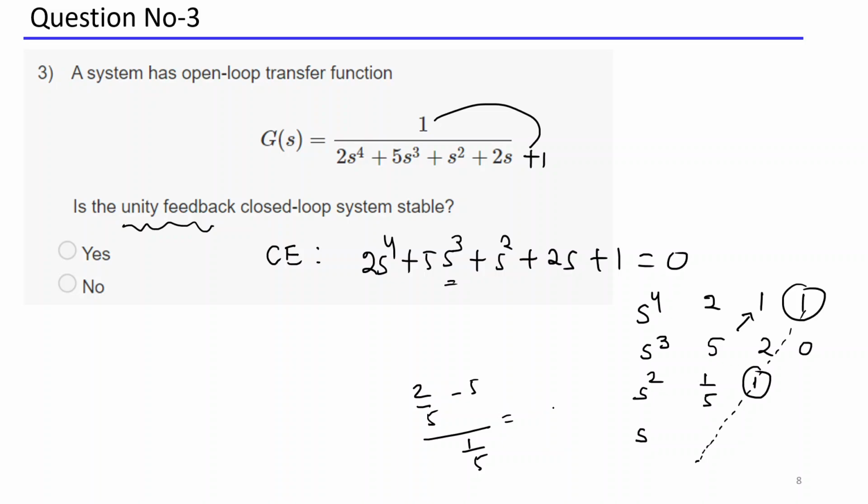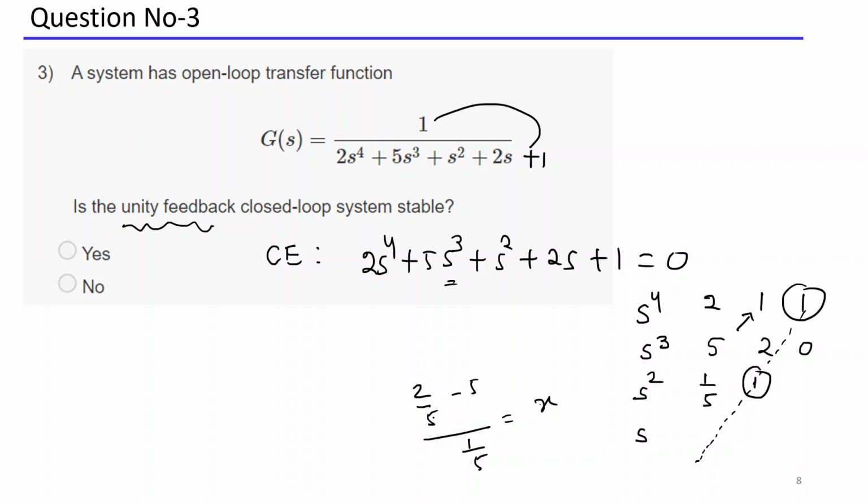He will calculate the exact value. What is this value x? But if a person is very smart, he doesn't care about the value. He will just check the sign, whether it is positive or negative, because that only decides whether your system is stable or not. I don't care about the exact value; I just need the sign of this term.